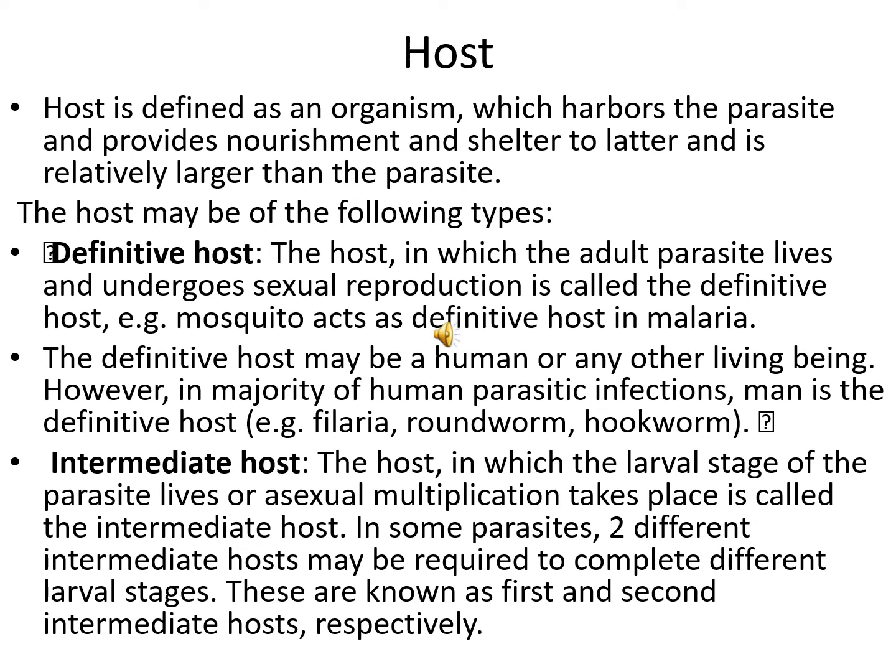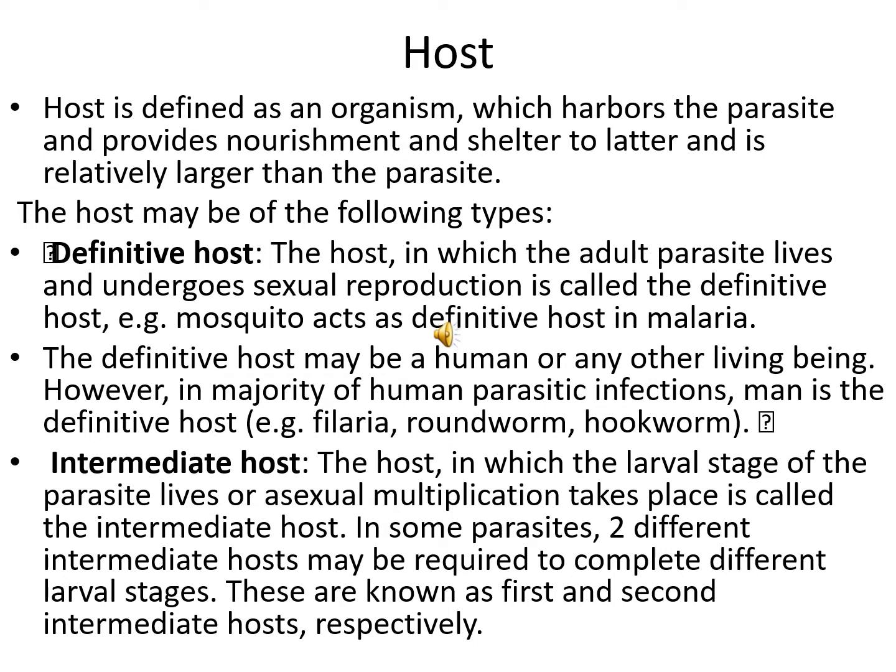The first type is the definite host. So what is the definite host? It is the host where the parasites multiply, where the parasites reproduce. It is the host in which the adult parasite lives and undergoes its reproduction. Example: the Anopheles mosquito acts as a definite host in malaria.